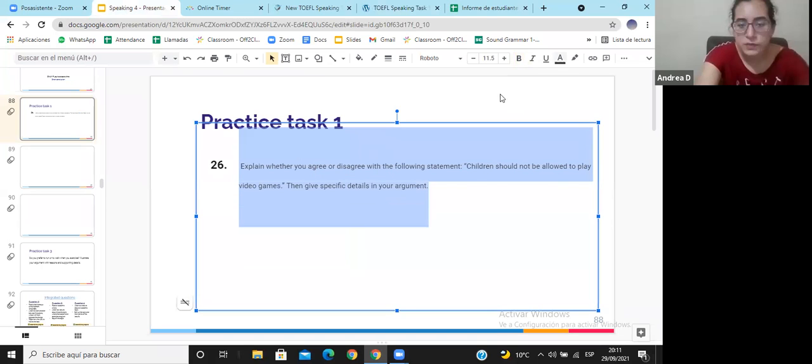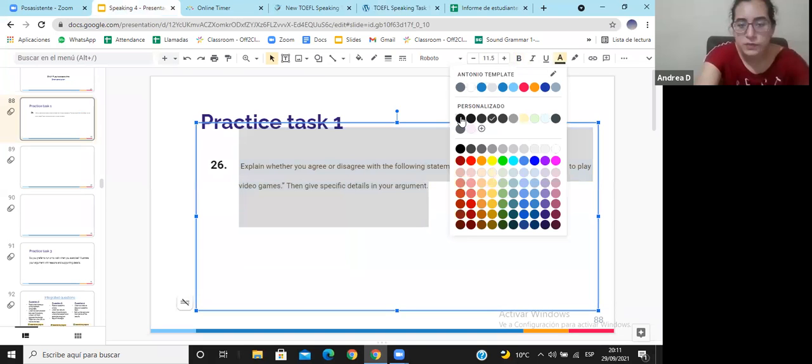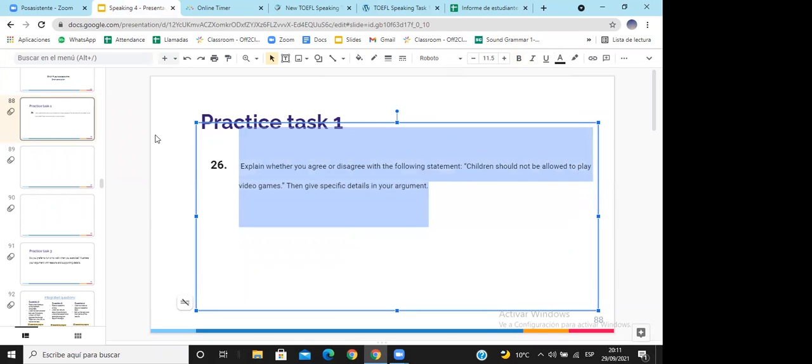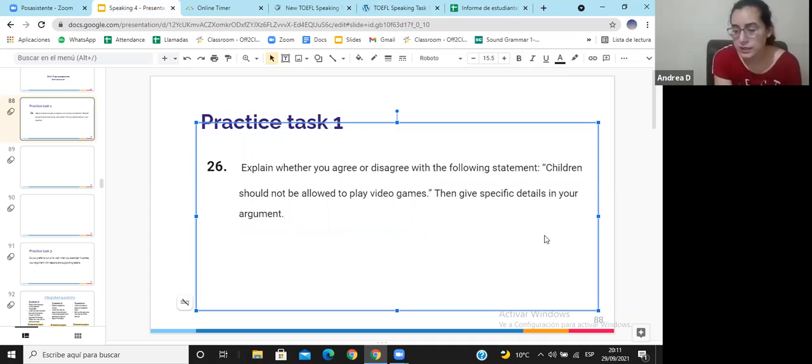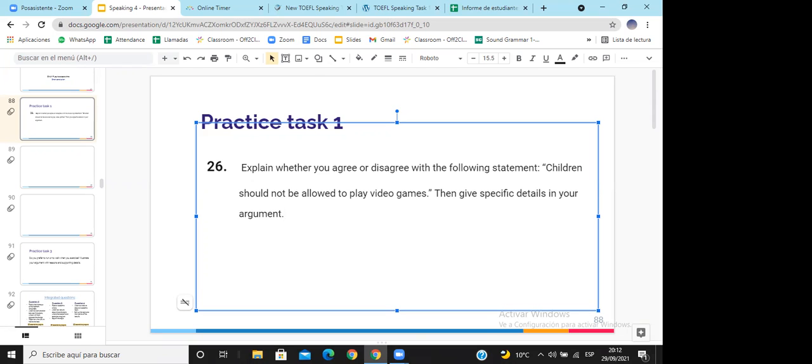Explain whether you agree or disagree with the following statement. Children should not be allowed to play video games. Then give specific reasons. So should they be allowed to play video games? 15 seconds. So you can go now.